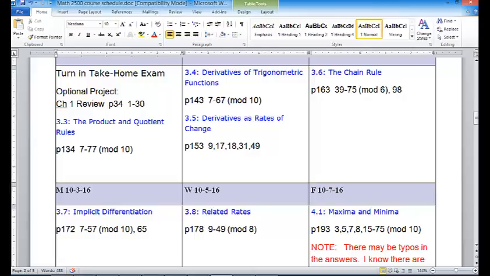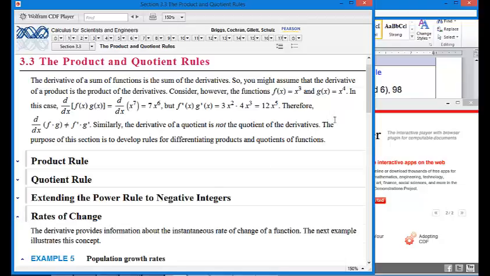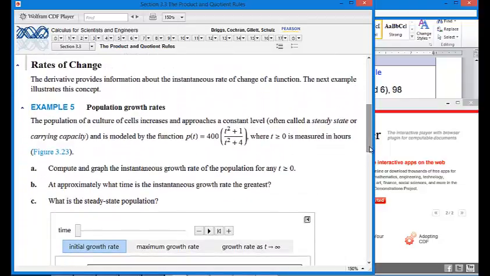And I thought there was a really nice example in the reading for today, so I want to go to it. Here, rates of change. See that? So here we go. The derivative provides information about IROC. The next example illustrates this concept. I thought this was really good. So it says P of t equals 400. The reason they use P instead of F is because they're talking about a population of cells. And the reason they use t instead of x, usually little t stands for time, right? It says here this time is measured in hours.